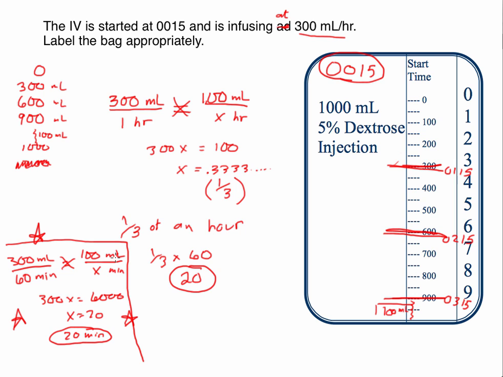Keep in mind, I didn't even answer the question here. I mean, this is just part of it, the 20 minutes. What that's telling me here is that 900 to 1,000, that 100 milliliters, this is 20 minutes later. We have to figure out 20 minutes later. At 0315 was 900. 20 minutes later, we're going to be complete. We're going to be at that 1,000 milliliters. So 20 minutes later would be 0335.